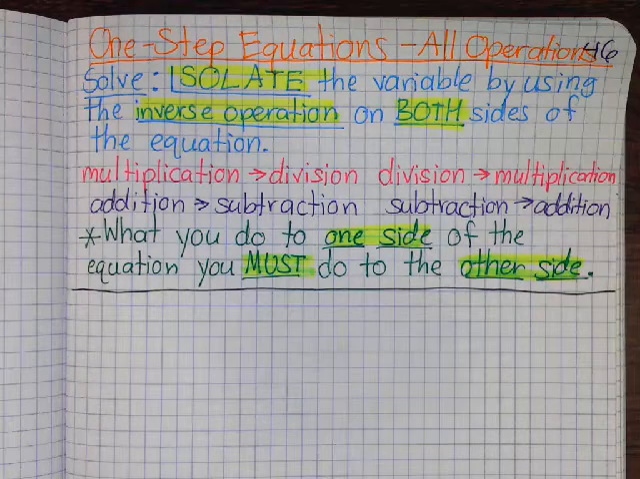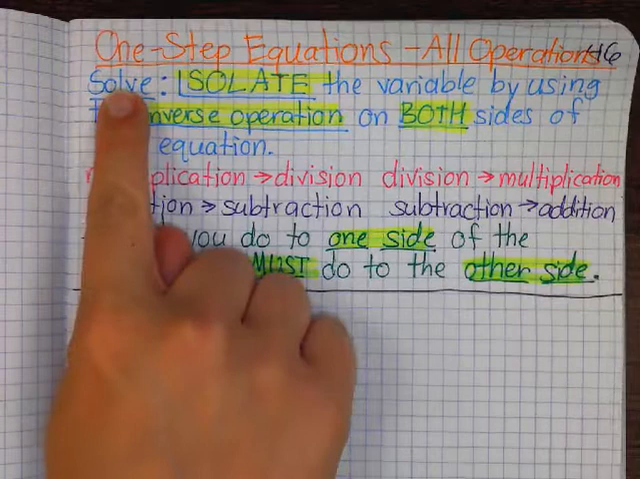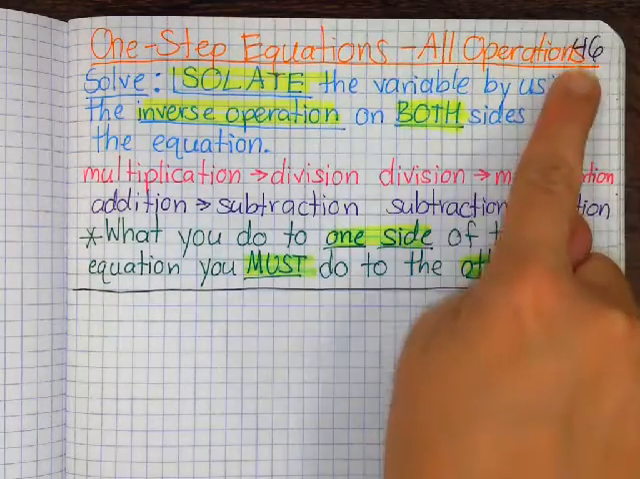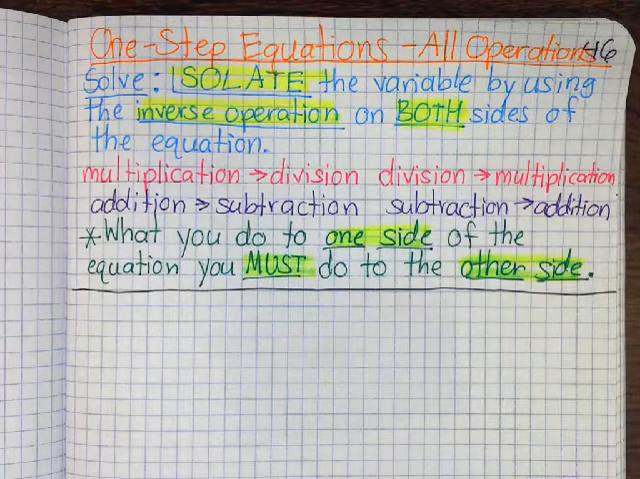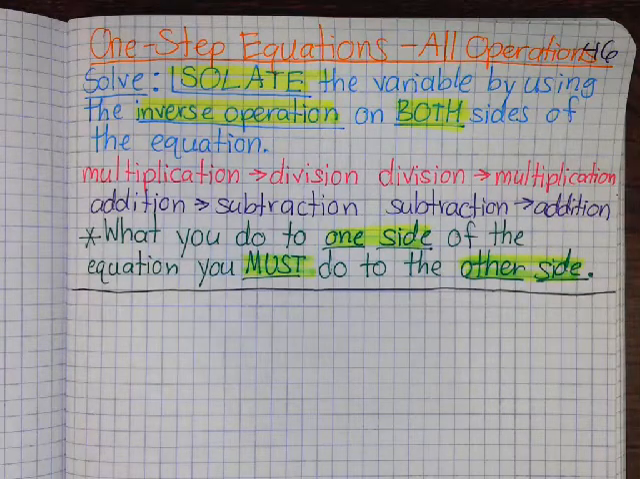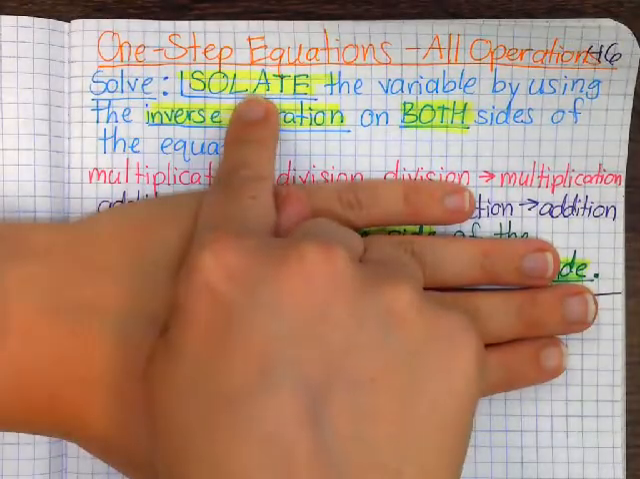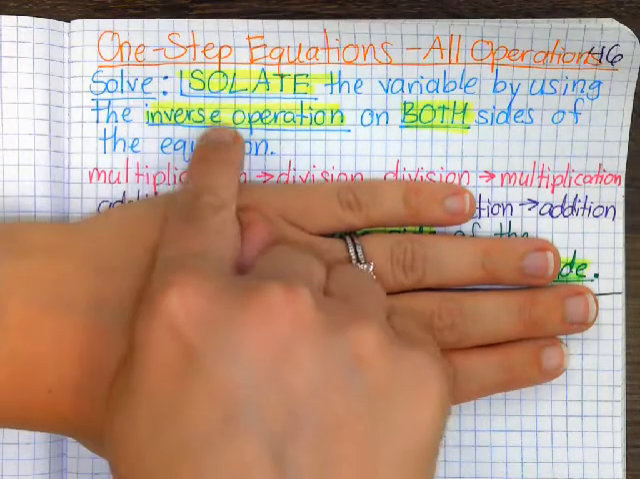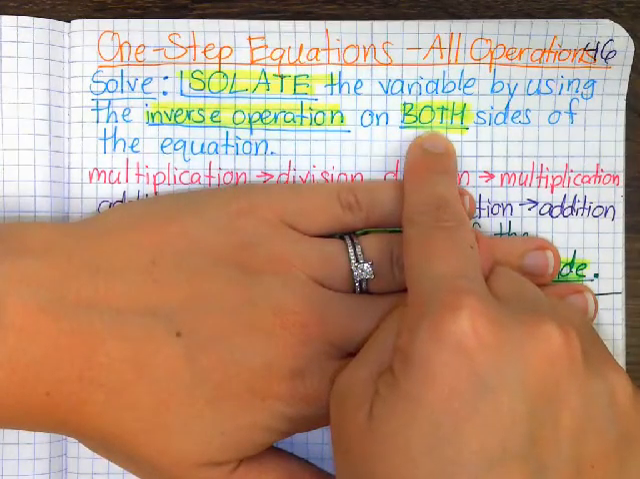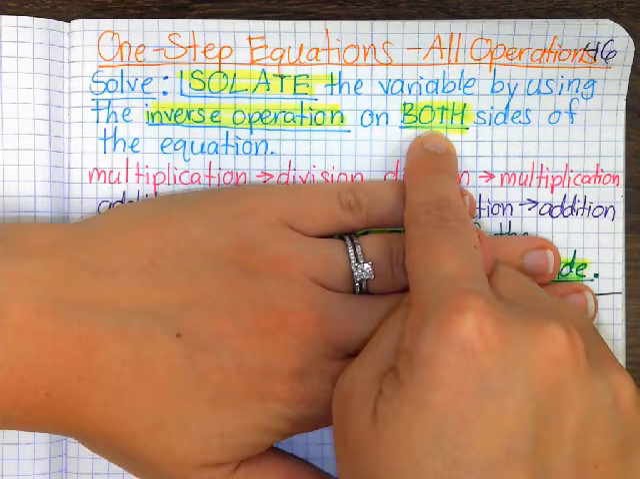Today we are going to talk about one-step equations of all operations. I am starting my notes on page 46. I want you to start your notes on whatever the next two pages are. We will be using both sides for our notes. Now, to solve, we need to isolate the variable by using the inverse operation on both sides of the equation. Don't forget, you're allowed to pause and write down the notes if you need to.